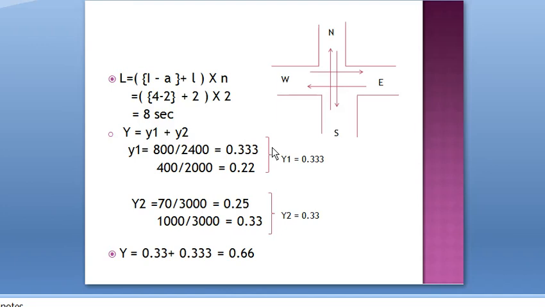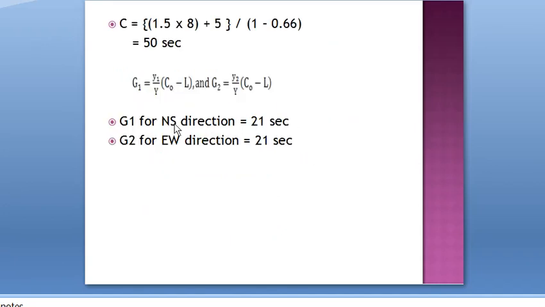and that answer is also 21 seconds, because the y1 and y2 here both are same, 0.33 and 0.33. This is the only varying parameter, y1 and y2. Since both values are same, green time is also same, that is 21 seconds.